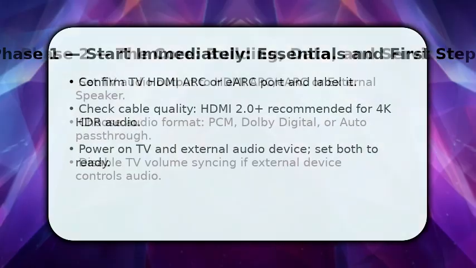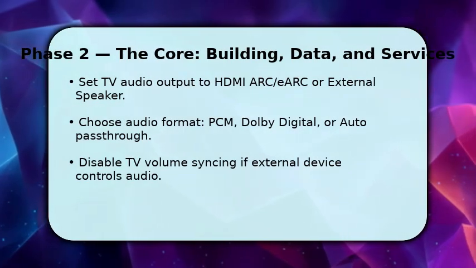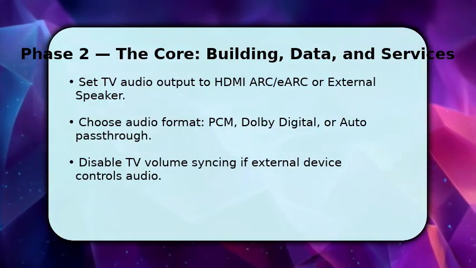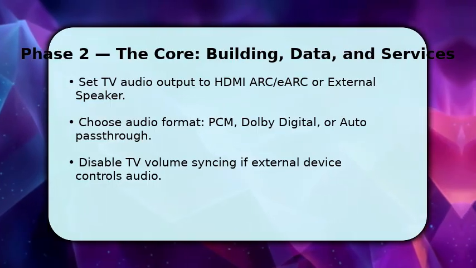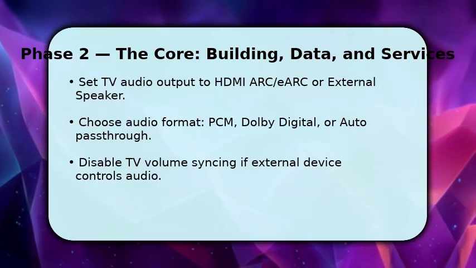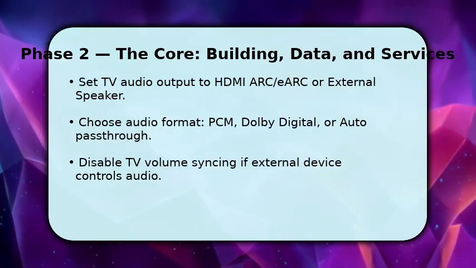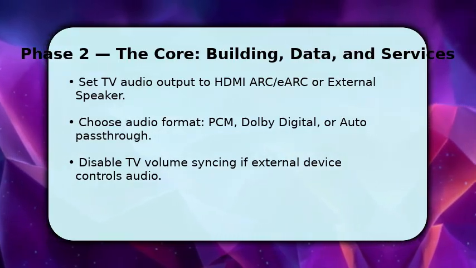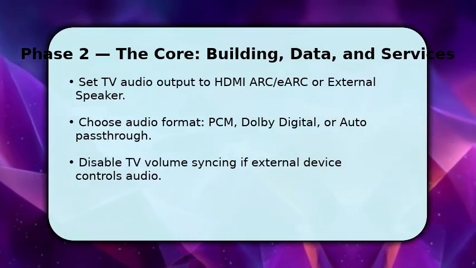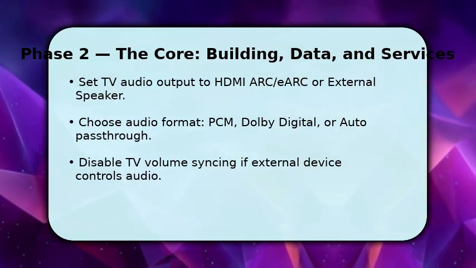Now you go into the TV audio menu to select HDMI ARC or eARC as the output. Choose the audio format. Use auto pass-through for surround formats, PCM for stereo-only devices. This ensures compatibility and better latency. Make sure TV volume control is off or set to fixed if your receiver will control sound. Otherwise, you get conflicting levels.